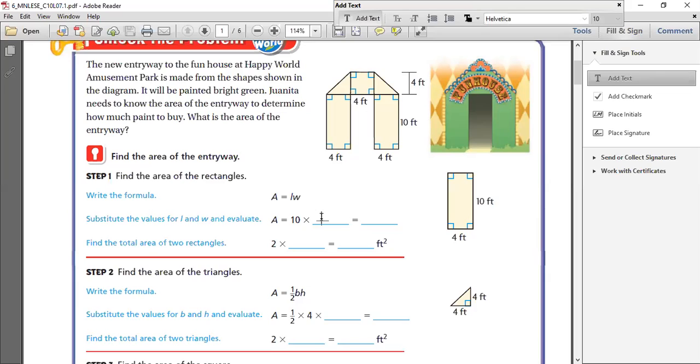So first, let's find the area of the rectangle. That's going to be 10 multiplied by 4, which is equal to 40. Okay, so this is the area of one rectangle. How many rectangles do we have? We have 2, which means 2 multiplied by 40, which will give us 80.